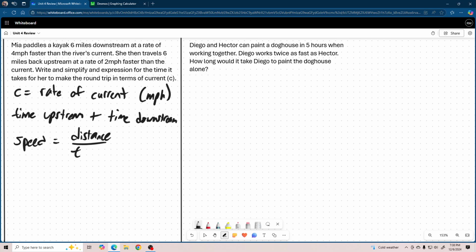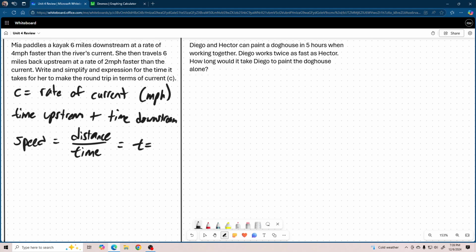divided by time. And we need to rearrange this formula so that we're solving for time, right? Because we need the time of both of these things. So if you rearrange this formula, you multiply both sides by time and then divide both sides by speed. And essentially what you'll get is time equals distance over speed. If you want to rearrange this formula, you can. I promise you this is the answer.